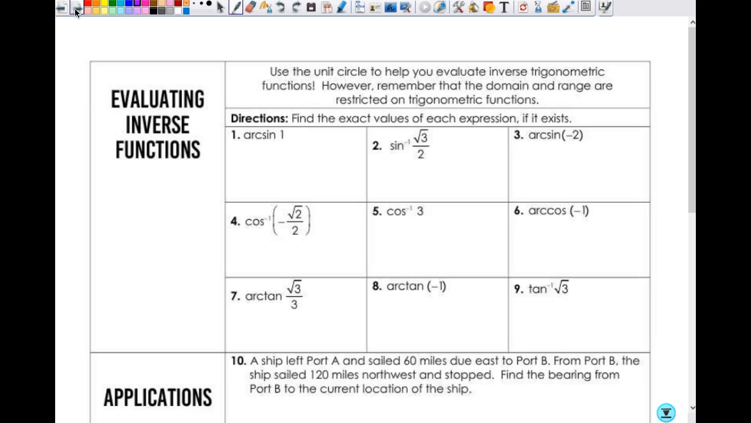So this says, use the unit circle to help you evaluate inverse trigonometric functions. However, remember that the domain and range are restricted on trigonometric functions. Okay? So sine and tangent are restricted to quadrants 1 and 4. Cosine is restricted to quadrants 1 and 2 in the unit circle. You're picturing your unit circle with this, okay?